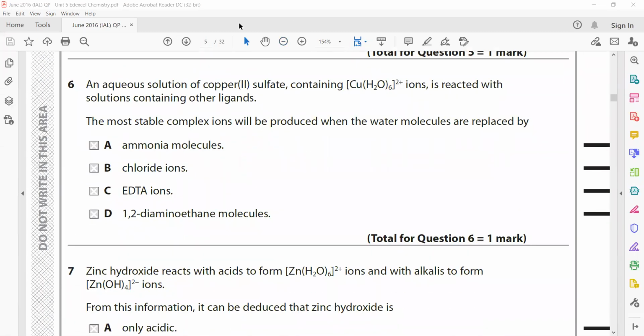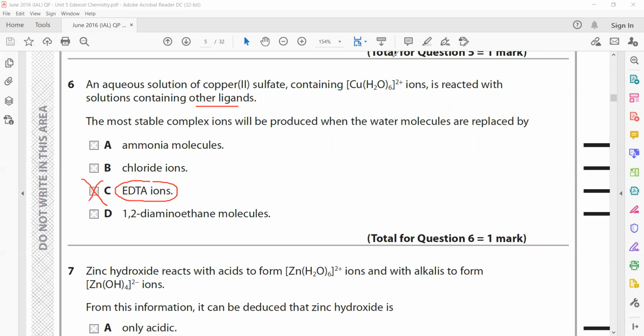In an aqueous solution of copper(II) sulfate containing [Cu(H2O)6] ions, reacted with a solution of another ligand, the most stable complex will be produced when the water molecules are replaced by EDTA. When EDTA replaces them, it removes all of these water molecules and only one ligand is attached, which produces more particles, so entropy will increase. So a more stable complex is formed with EDTA.